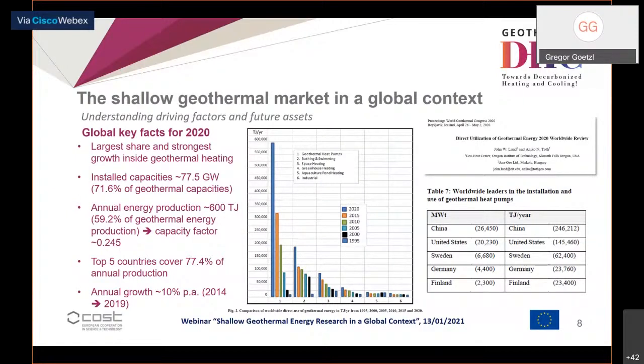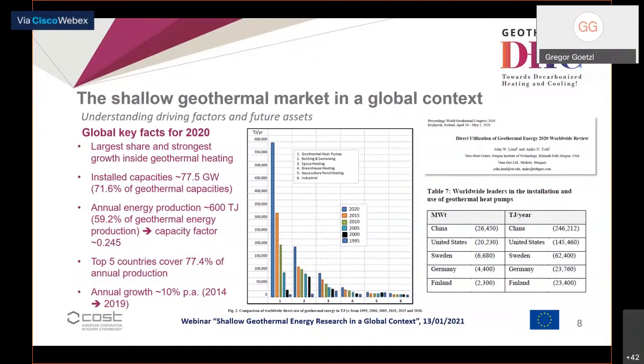But it's quite unbalanced. So the top five countries, which you see on the right-hand side of this slide, cover around 78% of all heat production based on shallow geothermal. So it's not well distributed.